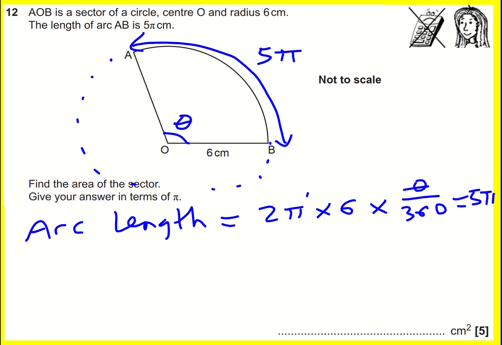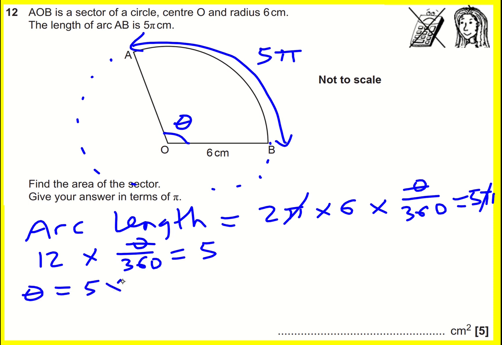So what I can do is cancel those 5 pi's out. I'm going to show one extra line, so I'm going to get that 12 times theta over 360 is equal to 5. And what I can now do is multiply. Theta is going to be 5 multiplied by 360 divided by 12. So I've timesed both sides by 360 essentially to give me 12 theta equals 5 times 360, and then I've divided by 12.